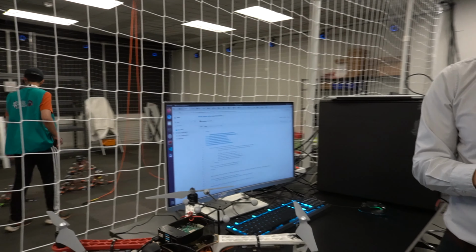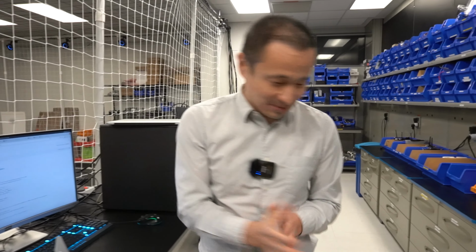Can you see it flying? No, yeah, you're too many. So yes, I'm sorry, but there is no flying. This is the robotics lab. Sorry? This is the robotics lab. Yes, it is. The whole thing is a robotics lab.